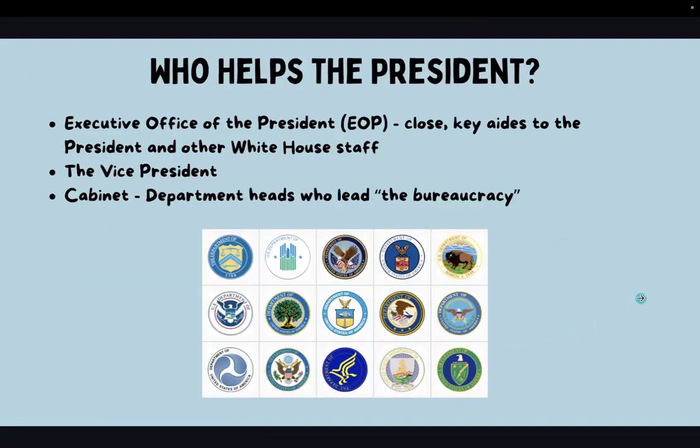All right. So the executive branch, you all probably know it's not just the president. He or she has their staff in the Executive Office of the President, but the vast majority of the executive branch is all these departments of the government, the cabinet and the bureaucracy.